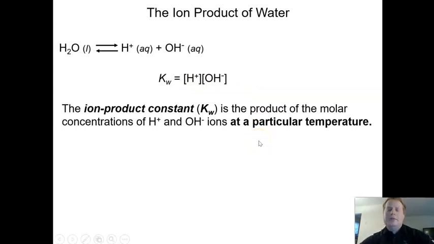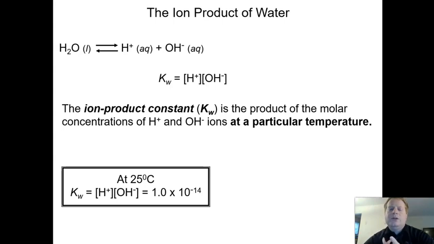So it's called the ion product constant, and it's the product of the molar concentrations of H+ and OH- at a particular temperature. From here on out, we're going to be using it at 25 degrees Celsius. Remember we said that temperature is the only thing that affects the equilibrium constant? For us, we're always going to use it at 25 degrees Celsius, so we can always assume that it's this number. This is the equilibrium constant that's produced because of that. Essentially where that comes from, we'll get to in a little bit.